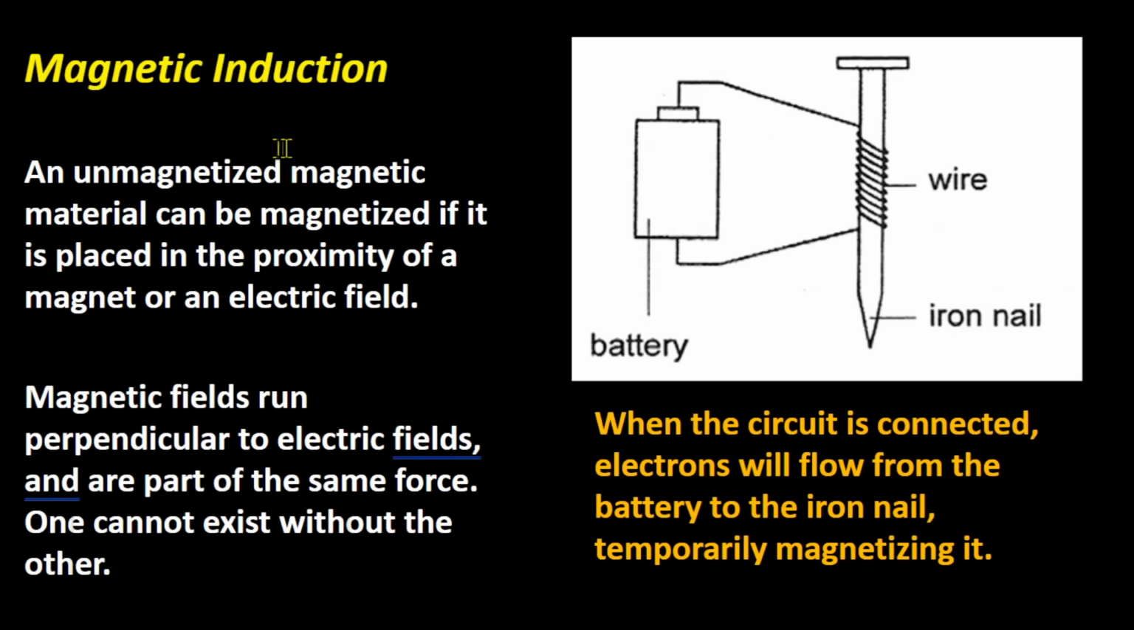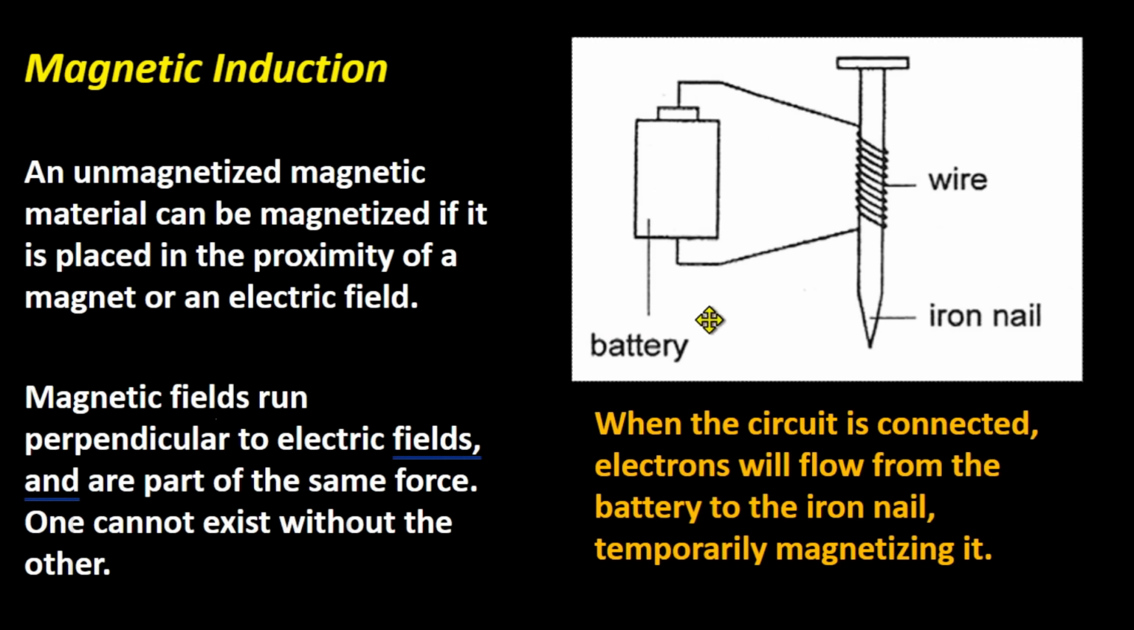An unmagnetized magnetic material can be magnetized if it is placed in the proximity of a magnet or an electric field. Now, magnetic fields run perpendicular to electric fields and are part of the same force. One cannot exist without the other. This is why it's called the electromagnetic force.